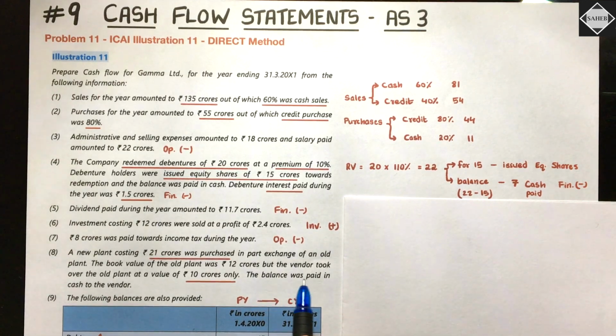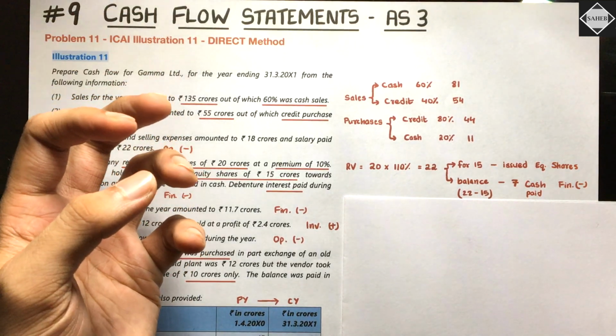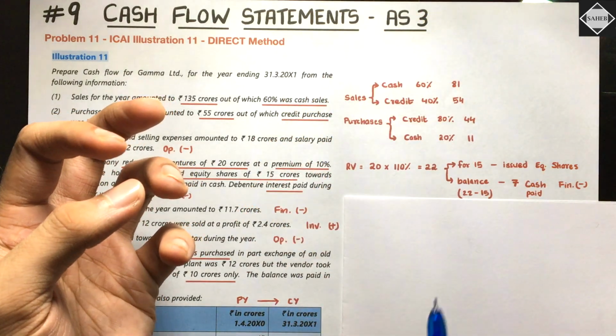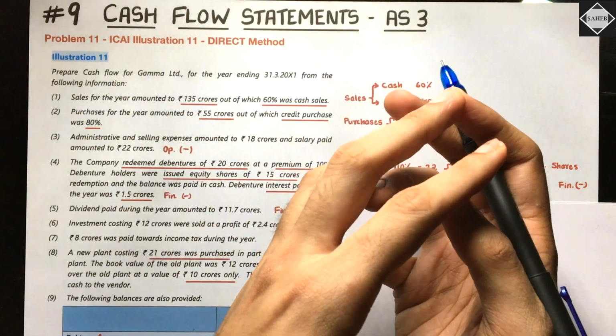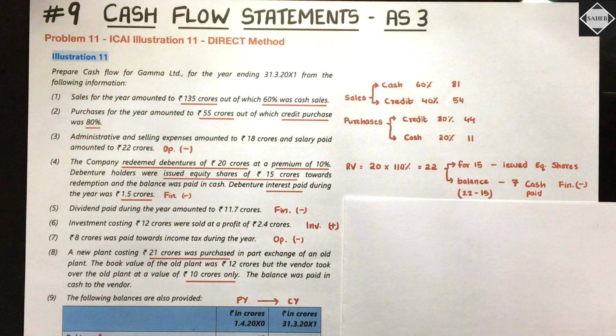Then see, but the vendor took over the old plant at a value of 10 crores only. Understand? We got the plant of 21 crores. We have to pay to the shopkeeper how much? 21 crores, right? But we gave them the plant, old plant, and he said it's worth only 10 crores for me. So only 10 crores he will deduct from this amount. So how much you have to pay then?